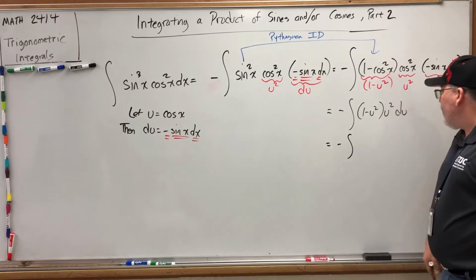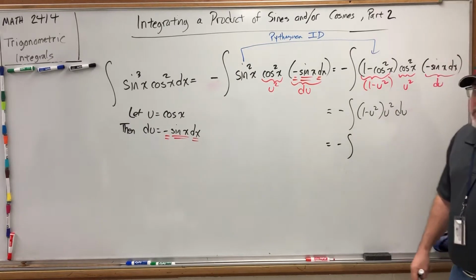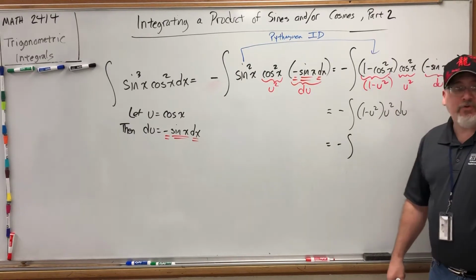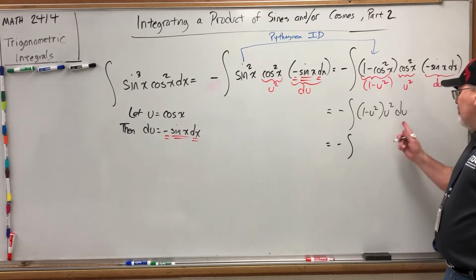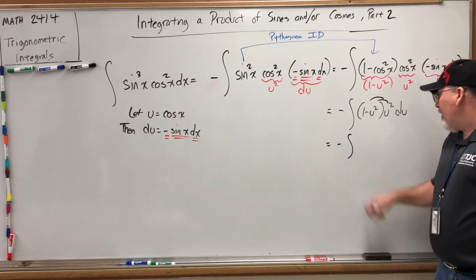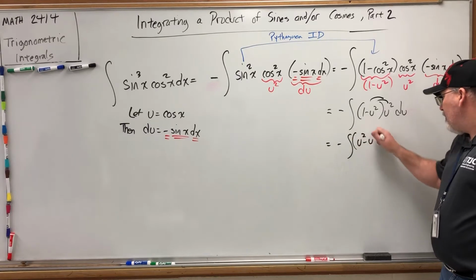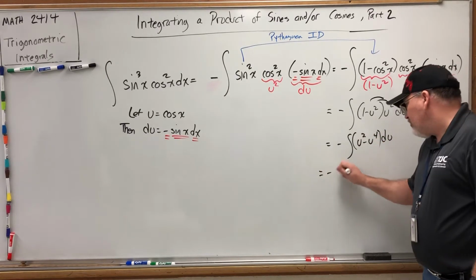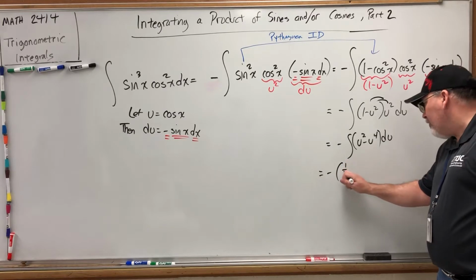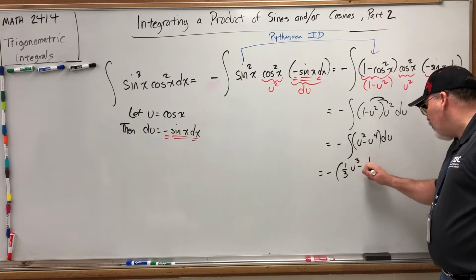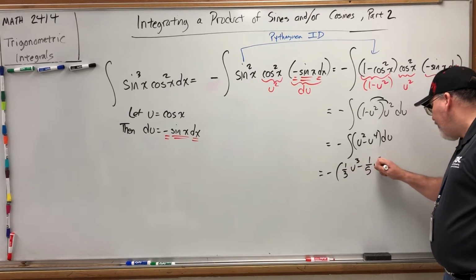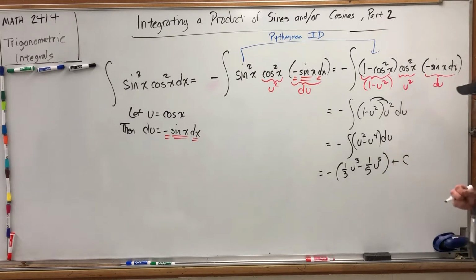We'll leave the negative out in front just for now. Let's go ahead and distribute the u squared, because we integrate addition and subtraction problems. We really don't integrate products. So distribute to destroy the product and get u squared minus u to the 4th du. And now just integrate term by term, and we get negative 1/3 u cubed minus 1/5 u to the 5th plus a constant of integration.